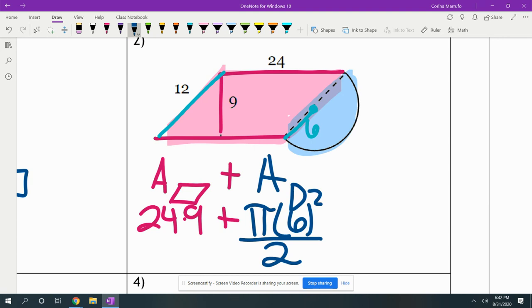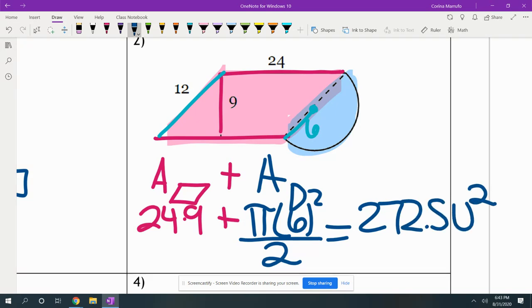So we're going to go ahead and put all that in our calculator the way that we see it. And we are going to get 272.5. They do not give us units, so we're just going to leave it as u squared.